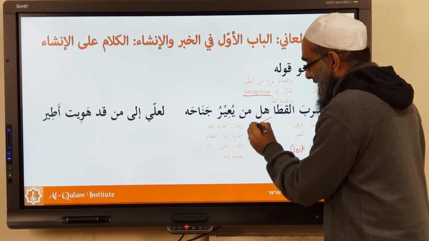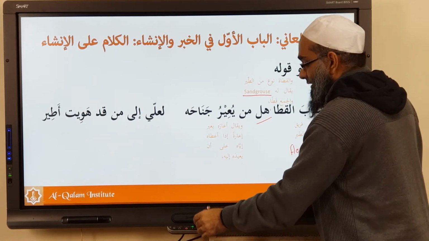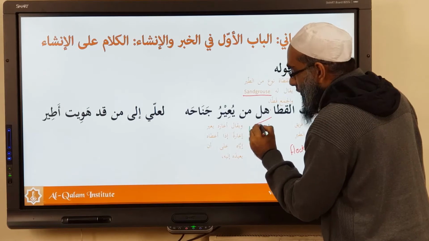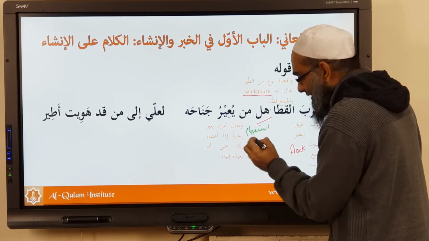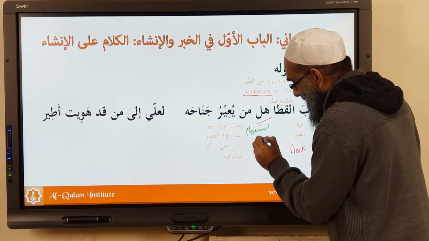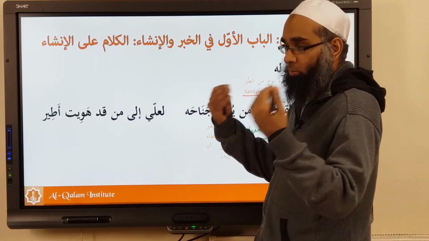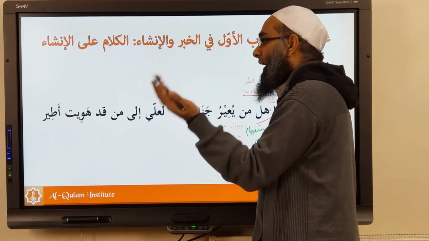So even hal is for istifham, but what's it used for here? Tamanni. Originally it's istifham, but what meaning does it have? Because he knows that it's not possible. So it has istifham originally, but it's what meaning as well here now? Tamanni. You got it? So is there anybody who can loan me his wings? And he goes on, why?